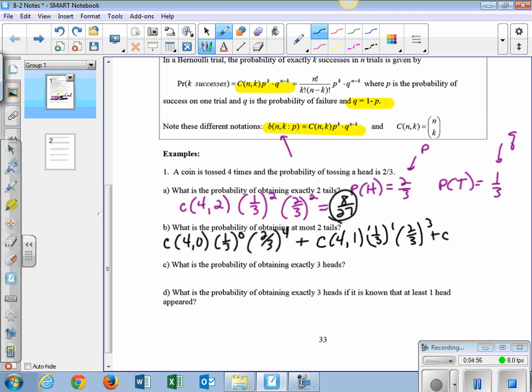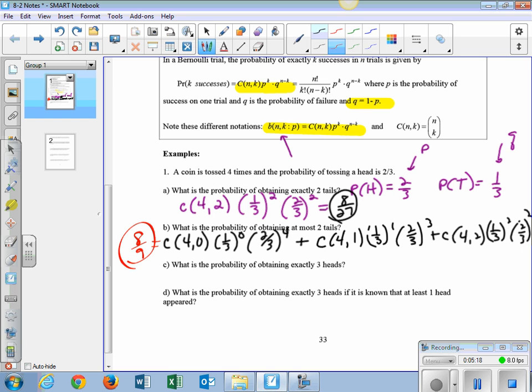Or I can have combination 4 choose 2. 1/3 would be to the 2nd, and then 2/3 would be to the second, which is what we already had in the previous answer. So in part B, when I throw that all in together, I'll get a final answer of 8/9 when I figure all those out.